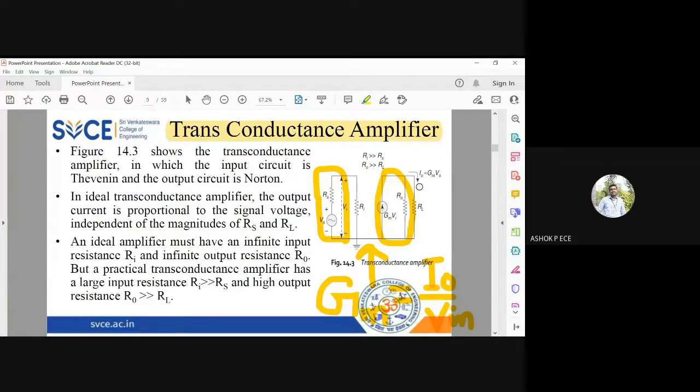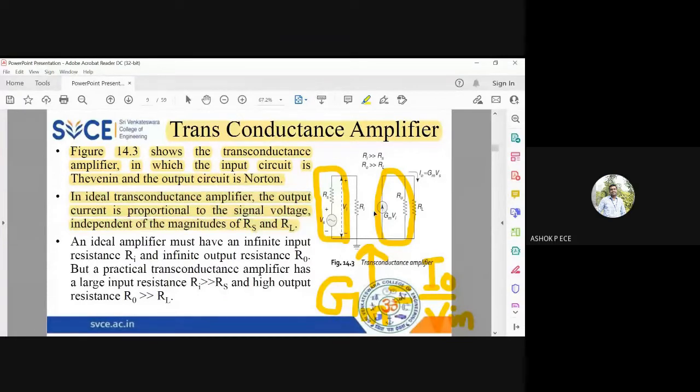There are applications which demand these amplifiers also. That's why we are studying all four combinations of amplifiers. So in this amplifier, at the input side you will have a Thevenin's equivalent circuit, and at the output side a Norton's equivalent circuit. Here the output current is proportional to input voltage, so the ratio is called transconductance. So I naught is proportional to V in, or I naught equal to Gm into V in. This Gm is called transconductance.